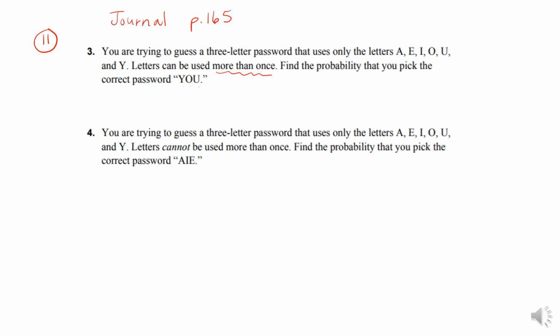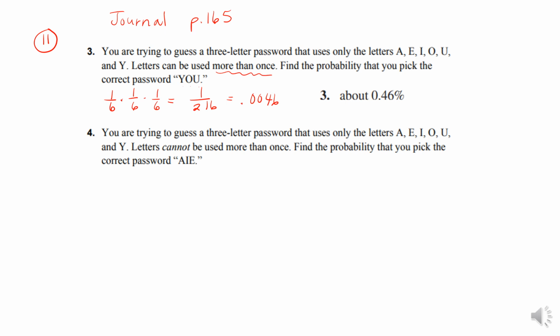So the probability of you getting the Y correct is 1 out of 6. Since you can use any letter in any combination, the probability of you getting the O correct is 1 out of 6. And then the probability of getting the U correct is 1 out of 6. So you multiply that out and you get 1 over 216, which equals 0.0046, and the answer is about 0.46%.